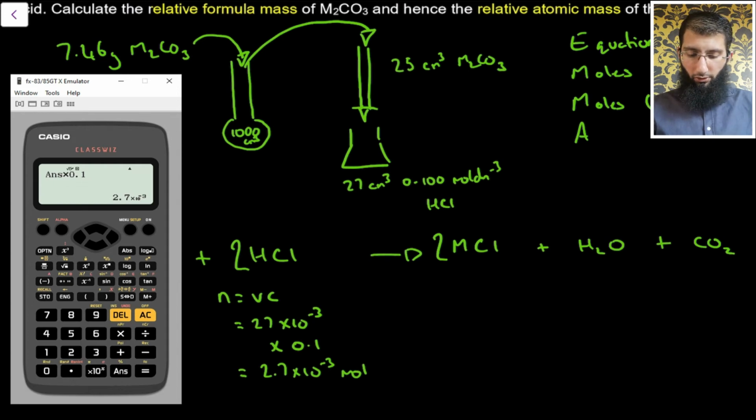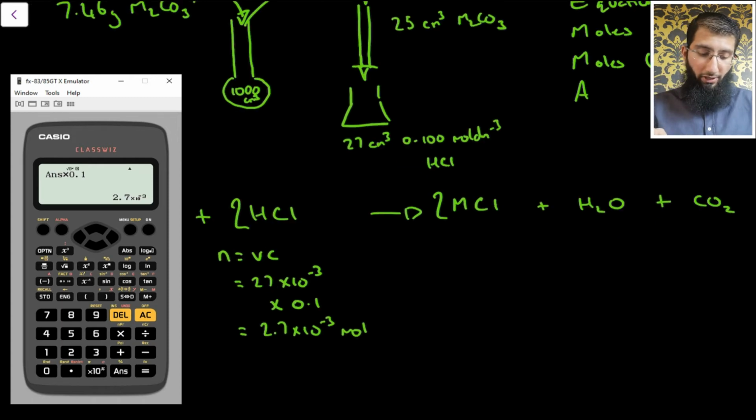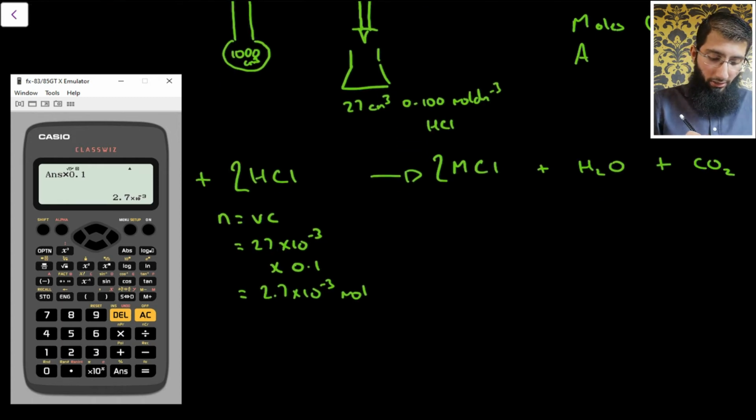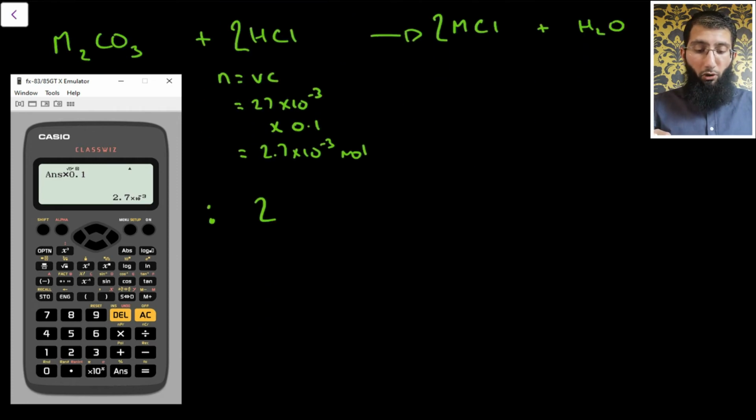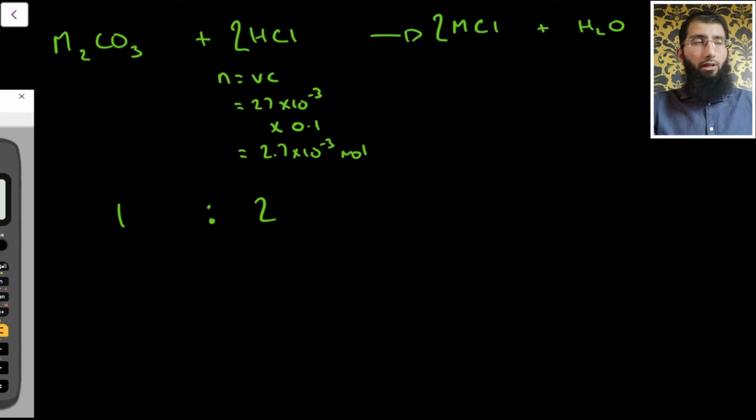So let's have a look. I'm interested in the M2CO3 as that is what the question asks me about, but not just that, it's in my equation. We know that for every 1 mole of M2CO3, we've got 2 moles of HCl reacting. So if I know the moles of HCl, let's just move that out of the way so you can see that. There we go.